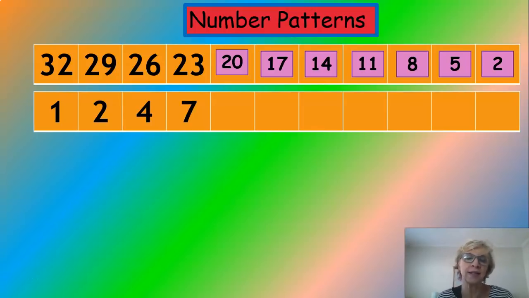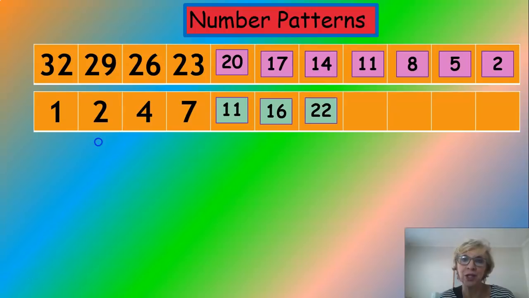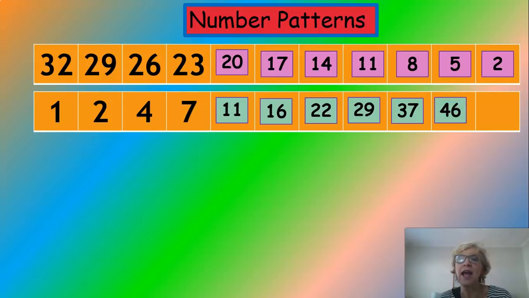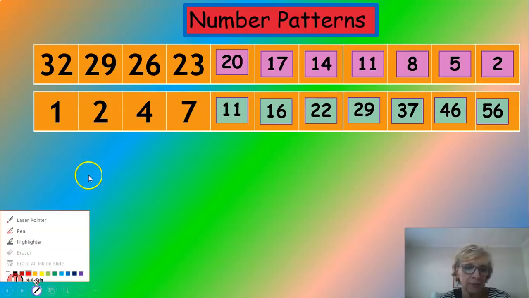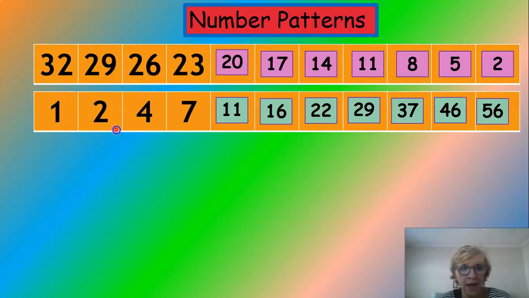So it makes sense that 7 needs to have 4 added to it this time, which is 11. Then 11 needs to add 5, which is 16. Then add 6, which is 22. Add 7, which is 29. Add 8, which is 37. Add 9, which is 46. And add 10, which is 56. So what did we do here, grade 3? We added 1, and then 2, and then 3, 4, 5, 6, 7, 8, 9, and 10. So you're getting the idea. Some tricky little patterns, but you can manage that.